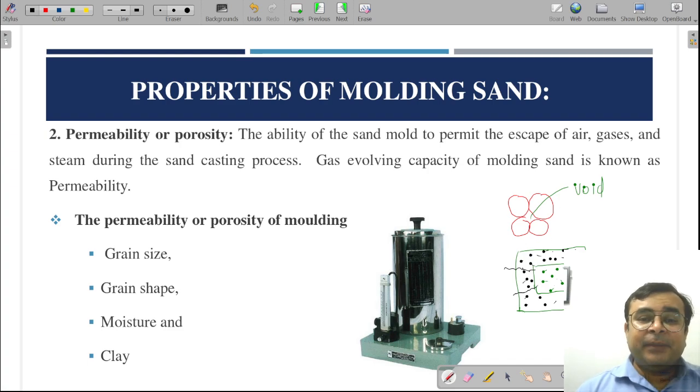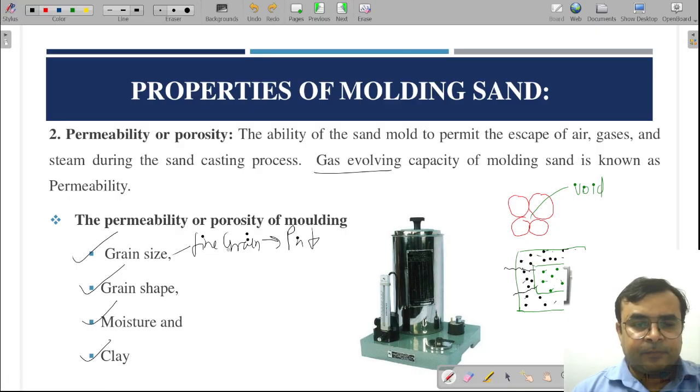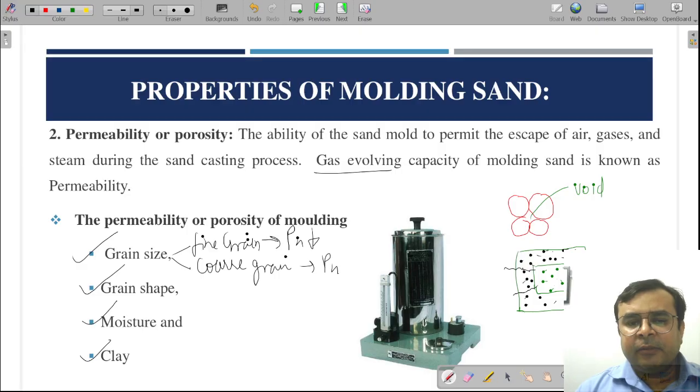Simply you can say it is the breathing capacity of the molding sand, or it is also called the gas evolving capacity of the molding sand. Permeability mainly depends upon the grain size, grain shape, moisture and clay. Grain size, obviously, I already told you: if you have a fine grain, then the permeability will be lower, and if you have coarse grains, then permeability will be higher.